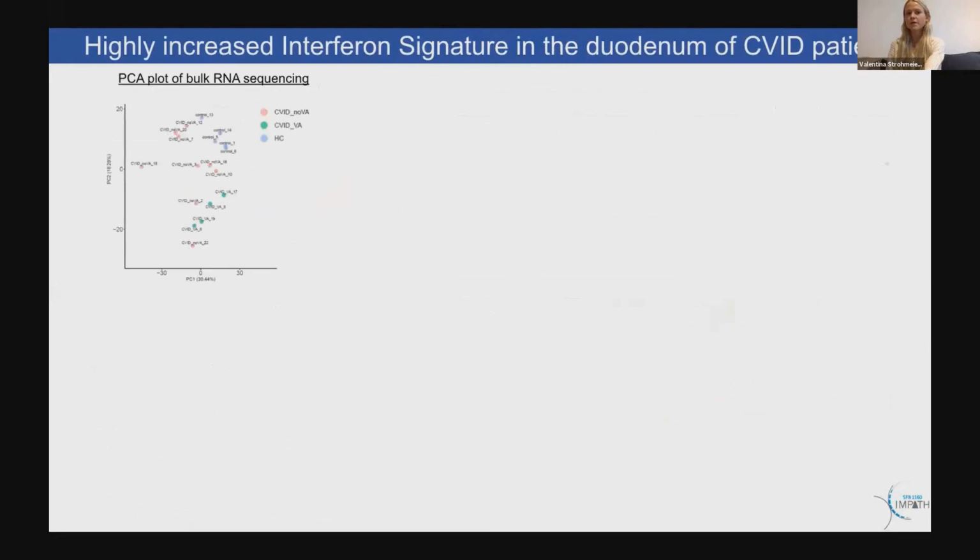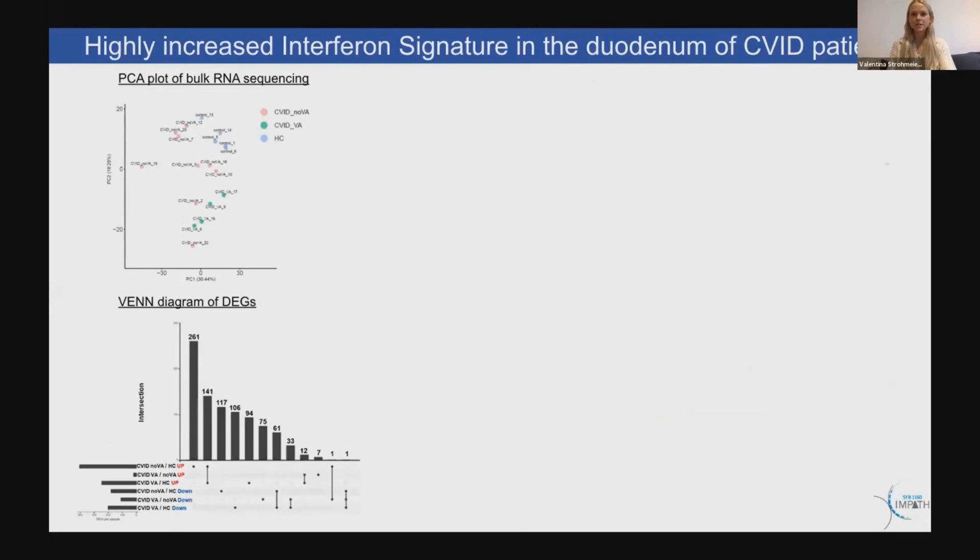Next, we also analyzed the transcriptome of the 3 groups by bulk RNA sequencing, and in the principal component analysis plot, you can see the nice clustering of all 3 groups. By looking at the differentially expressed genes in the Venn diagram, we found many up and downregulated genes by comparing the 3 different groups.